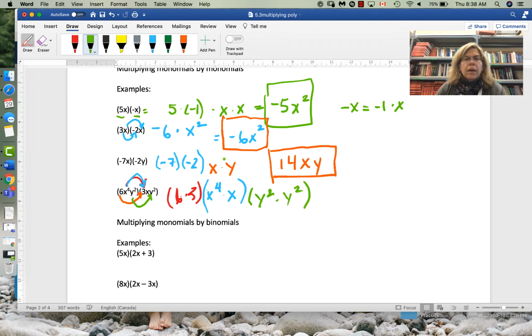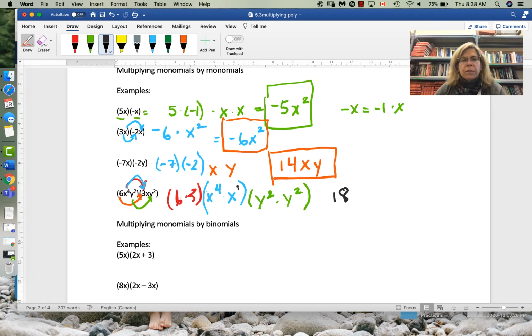Okay, and that gives you 6 times 3 is 18. And then x to the 4th times x to the 1st. Well, if you remember our rules, that gives me x to the 4 plus 1, and y to the 2 plus 2. And that reduces to 18x to the 5th y to the 4th.